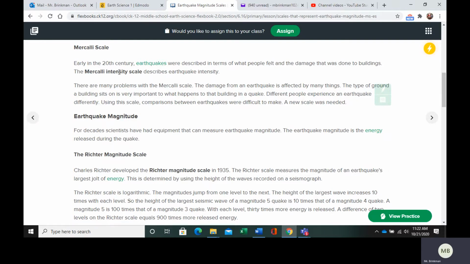Now, the Mercalli intensity scale had a few problems. The damage from an earthquake is going to be affected by the type of ground a building sits on. And then different people are going to interpret an earthquake differently. So they were unable to make good comparisons between earthquakes, and they needed a new scale.